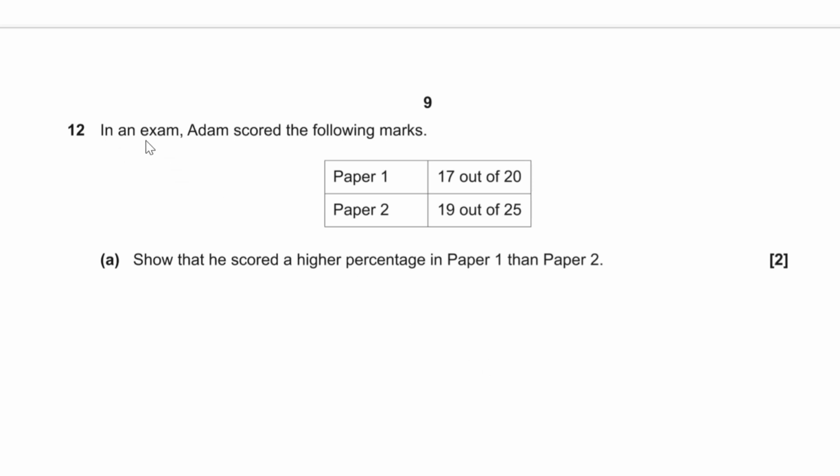Question number 12. In an exam, Adam scored the following marks. So for paper 1, he scored 17 out of 20, and paper 2, he scored 19 out of 25. We have to show that he scored a higher percentage in paper 1 than paper 2. Well, if we consider paper 1, we scored here 17 out of 20. And remember, percentage means out of 100. So we want to find out what 17 over 20 is equivalent to, something out of 100. Well, here we times by 5, so therefore 17 times by 5, that's 85.